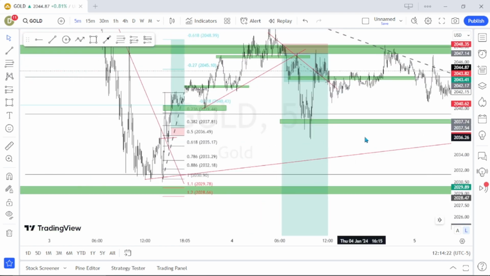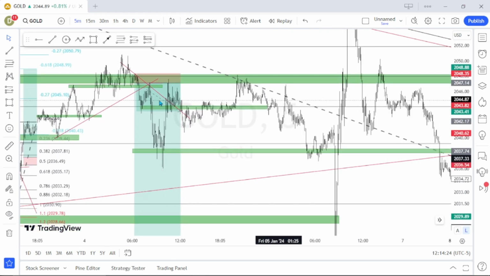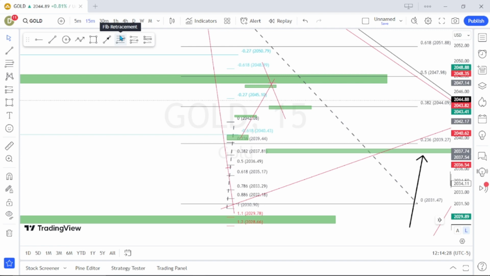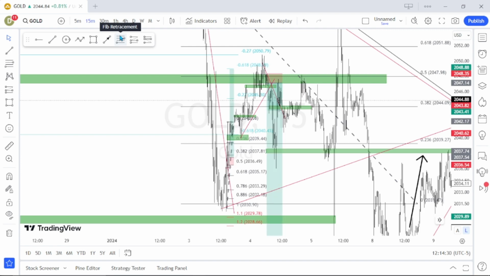So that was the trade for last week. Now let's go to the trade for this week. This week, I didn't really trade that much though.